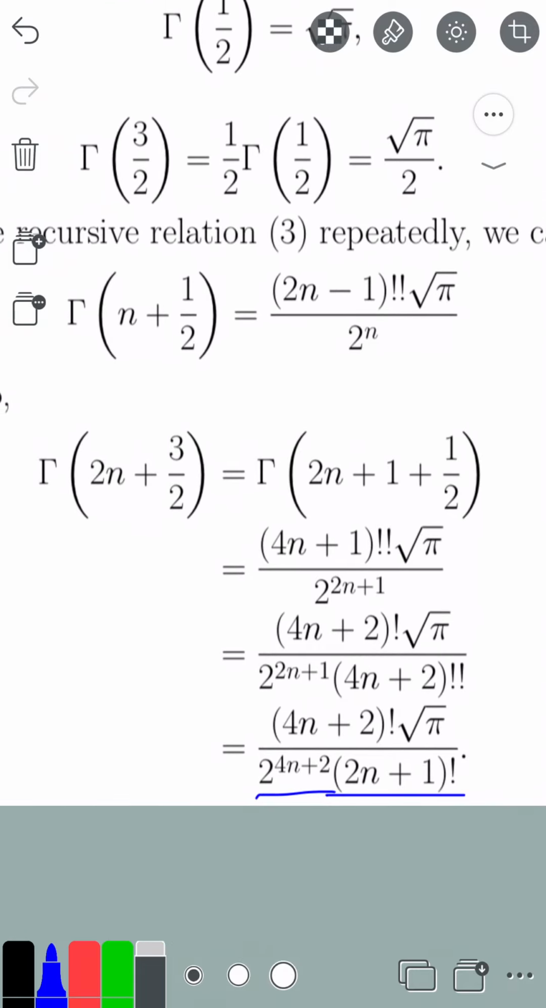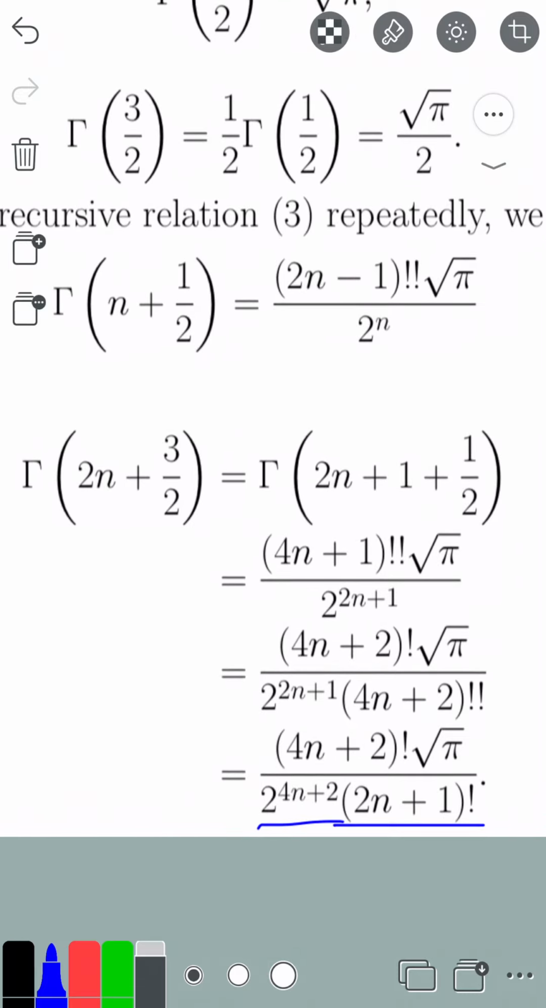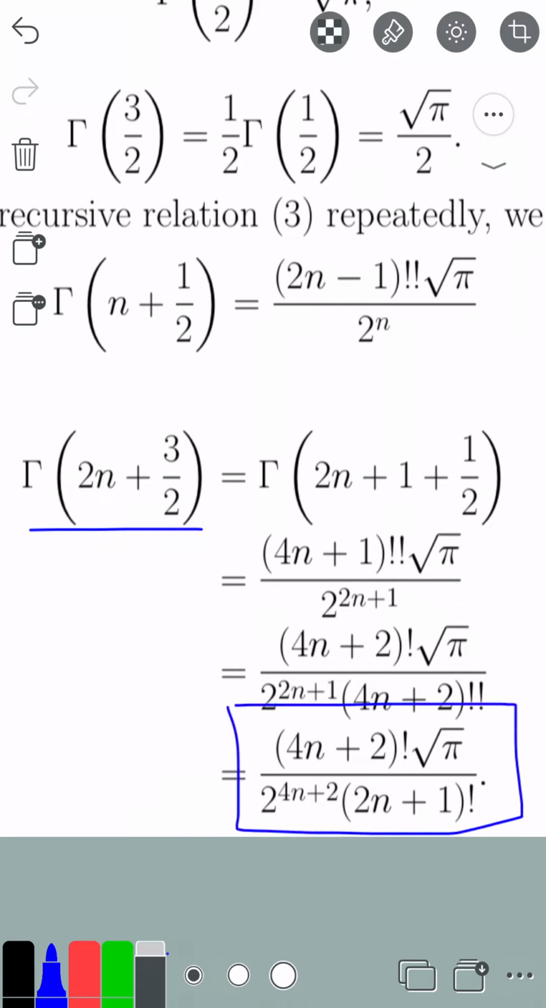So finally we get, so this is the simplest form. It looks complicated, but it's the simplest form after simplifying. The most simplified form for gamma of 2n plus 3 halves. So gamma of 2n plus 3 halves is equal to 4n plus 2 factorial times square root of pi, over 2 to the power of 4n plus 2 times 2n plus 1 factorial.